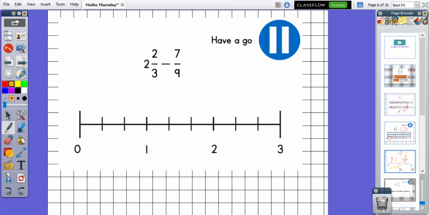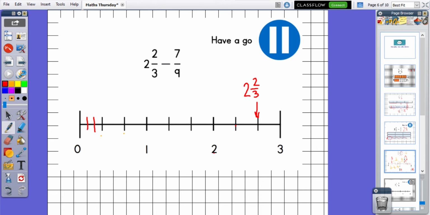So you can see that our number line is partitioned into thirds at the moment. So on my number line, I'm going to plot 2/3. So I'm going to go to the whole number 2, and I'm going to see that that's 1/3, this is 2/3. So here, I've got 2 and 2/3, okay? Well, I need my number line to be in ninths, okay? So I'm going to split it into ninths.